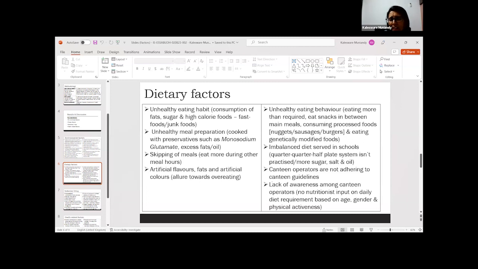Unhealthy eating behaviors, such as they eat more than what they need. They eat snacks in between main meals, and then they consume processed foods. They eat genetically modified foods. All this basically causing obesity and imbalanced diet served in school.